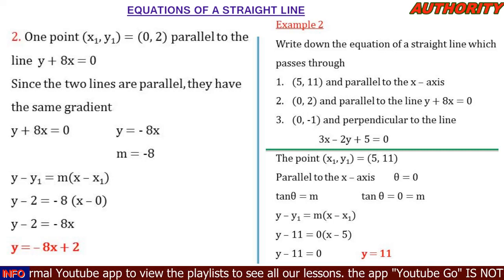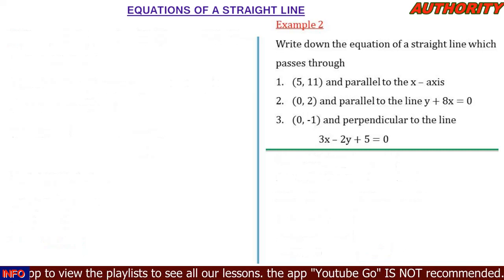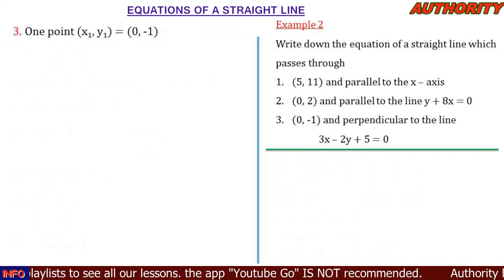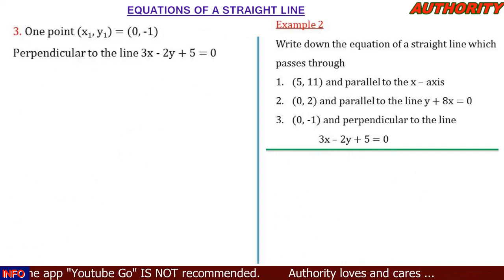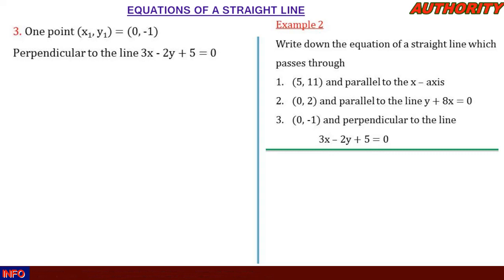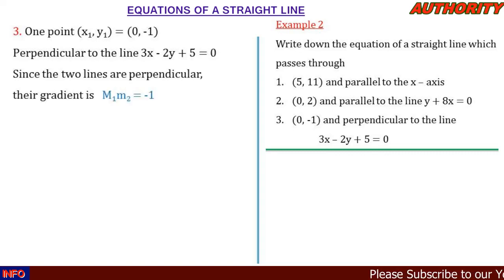All right, yes. Let's solve the last one here. Number 3. We are to find the equation of a straight line which passes through the point 0, minus 1 and is perpendicular to the line 3x minus 2y plus 5 equal to 0. Now in the last one we just solved, we said that when two lines are parallel, they have the same gradient. But when two lines are perpendicular, their gradients give us m1 multiplied by m2 is equal to minus 1.